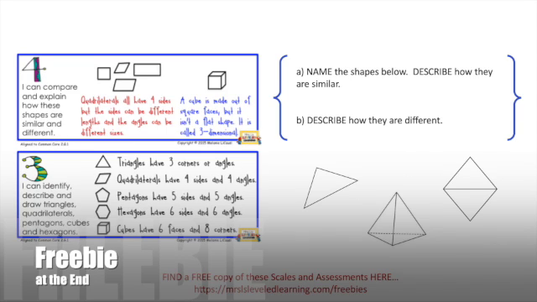One challenge could be asking them to explain and define every attribute that's important, asking them to come up with different shapes that fit into the same categories. You'll see a couple examples of explanations on the scale poster. I can compare and explain how these shapes are similar and different. Name the shapes below. Describe how they are similar. Describe how they are different.